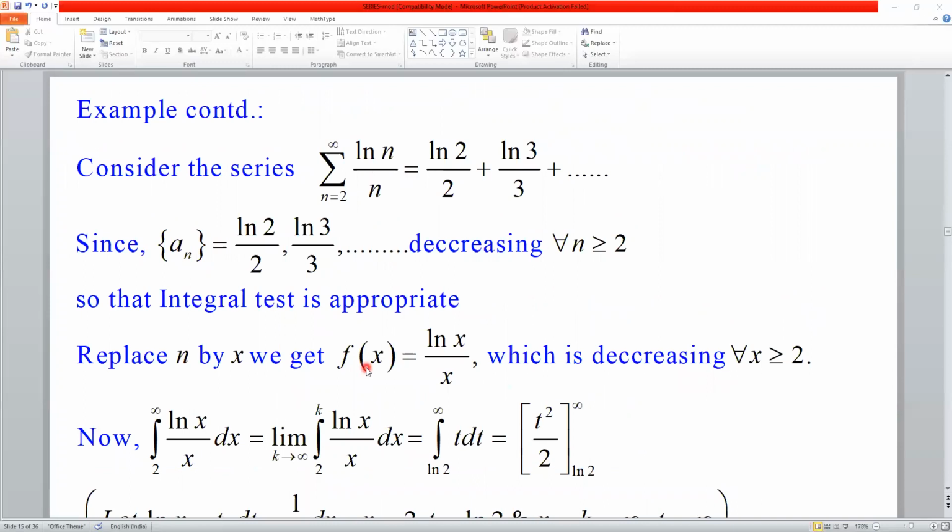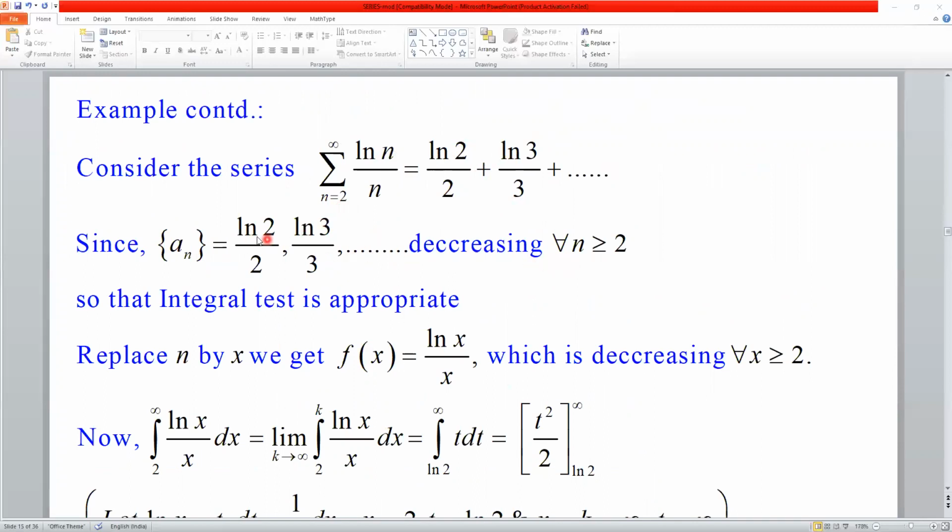Let us move to the second example. Summation of n equal to 2 to infinity log n by n. That can be expanded as log 2 by 2 plus log 3 by 3 plus, and so on. So let us write the sequence of the series that is written here: log 2 by 2, log 3 by 3, etc.